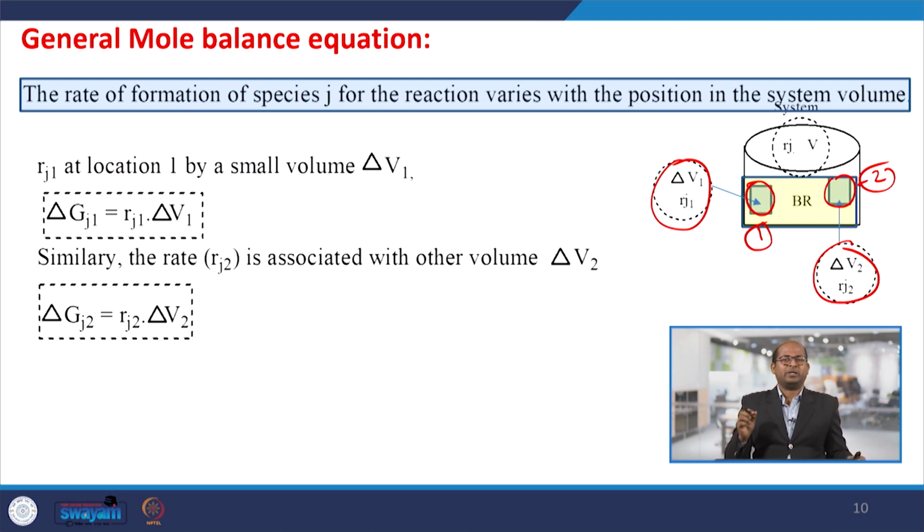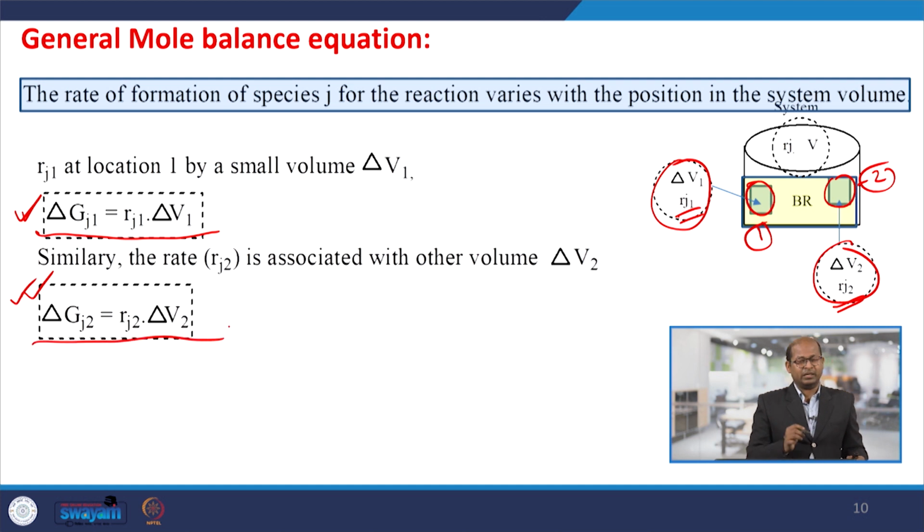So, within that particular rate would be there. If we consider at point 1 the rate of reaction is R J 1, and at point 2 the rate of that particular reaction is R J 2. Then for those locations we can write the rate of generation: delta G J 1 equals R J 1 into delta V, and for the specified point, delta G J 2 equals R J 2 into delta V within that volume.